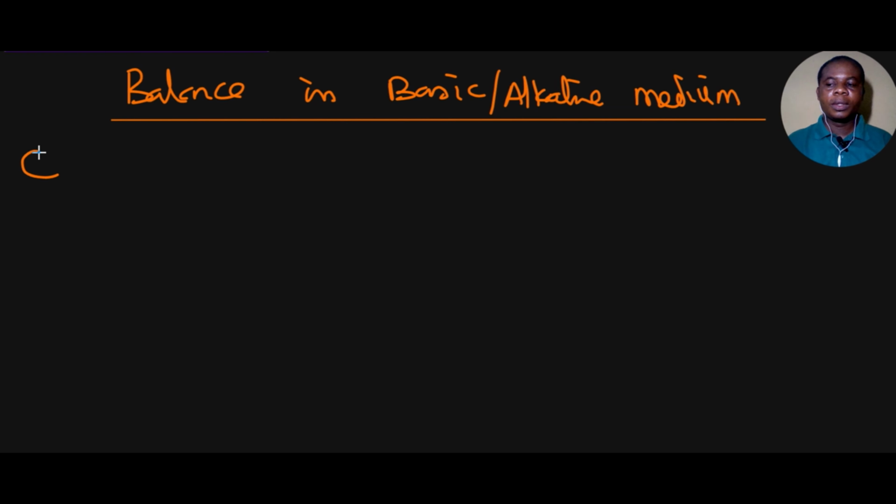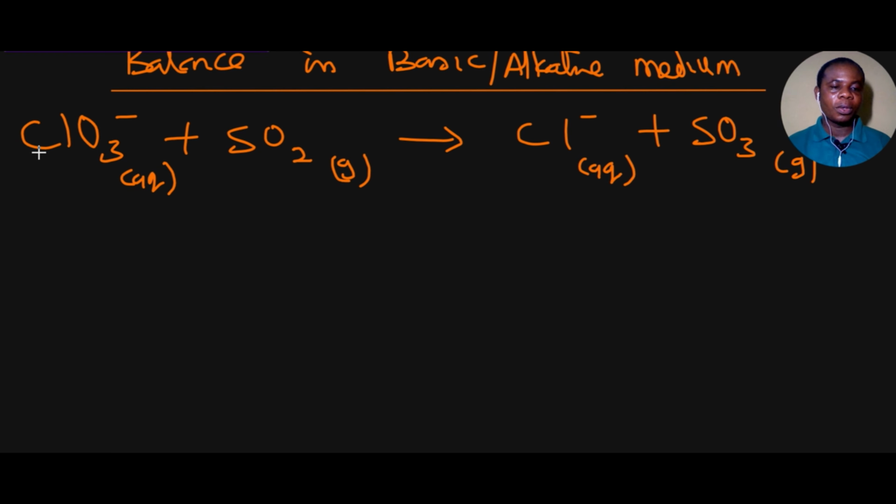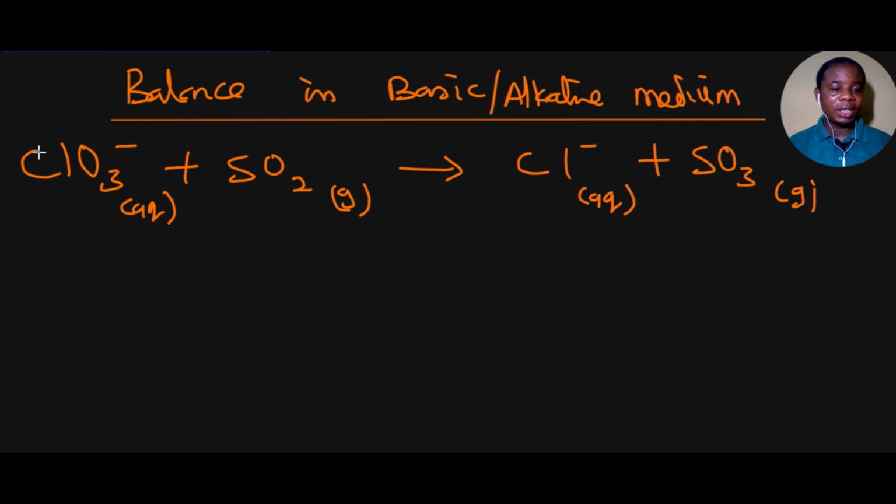So let's look at chlorate ion reacting with sulfur dioxide to give chloride ion and sulfate. This is aqueous, this is a gas, this is aqueous, this is gas. The first thing we have to do is to identify the one that is undergoing reduction and the one that is undergoing oxidation. So this is chlorate, trioxochlorate(V), that's what we call it, but let's check it.